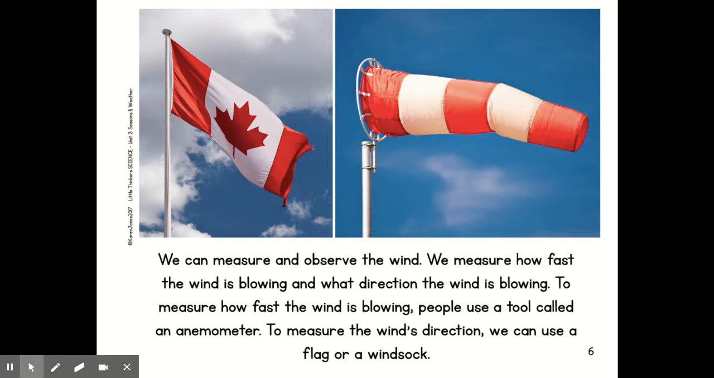We can measure and observe the wind. We measure how fast the wind is blowing and what direction the wind is blowing. To measure how fast the wind is blowing, people can use a tool called an anemometer. To measure the wind's direction, we can use a flag or a windsock.